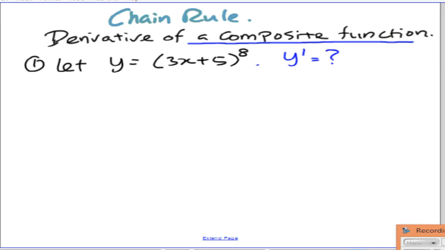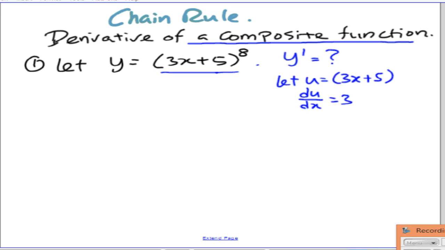Now here, obviously, one method to do this is to expand this thing using a binomial theorem. You're going to get many terms, that is 9 terms in all, and then take the derivative one by one. The alternative is to do the chain rule. Given that you have a function like this, we will let u equal to 3x plus 5, and then du dx in this case is going to be 3.